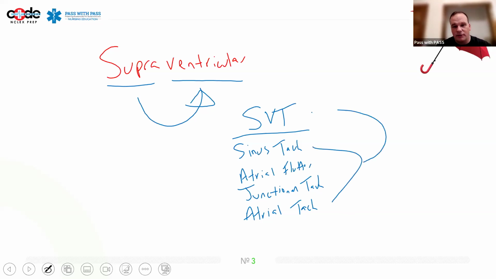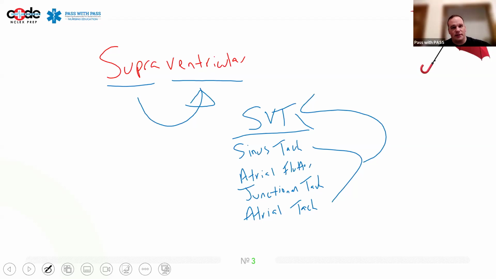So therefore, we just end up calling it an SVT, a supraventricular tachycardic rhythm, because we know it's happening above the ventricles and it's fast. So that's really why we call SVT SVT. It's not a rhythm by itself. It is one of those four. We just don't know which one it is. Now, sometimes you can push adenosine, which we'll talk about here at the very end of the presentation.